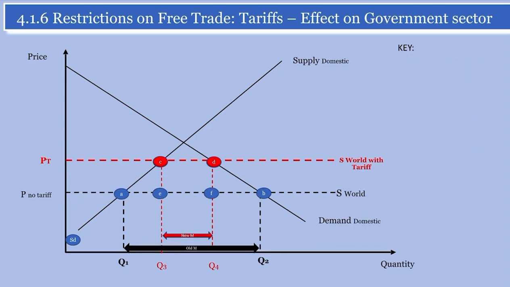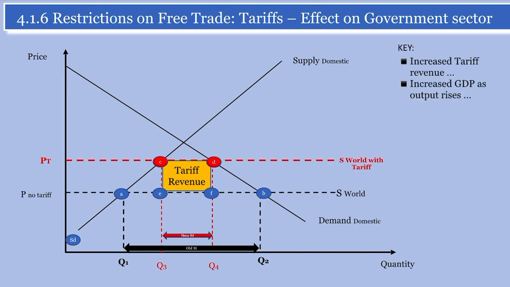What about the government? Well, on the government sector, this is the amount of the tariff between here and here. This is the tariff revenue, therefore, because these are the imports. So that's the new imports. And every one of those imports here gives the government a vertical distance here, which is the amount of the tariff. So that box there measures the tariff revenue. Okay, so increased tariff revenue.